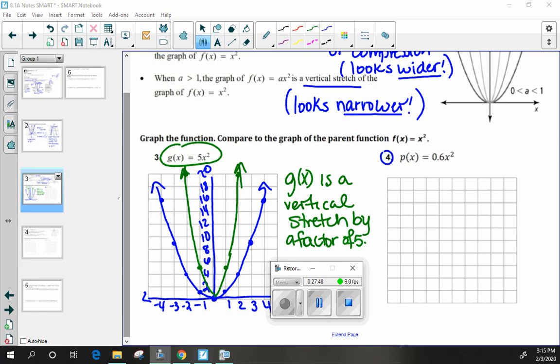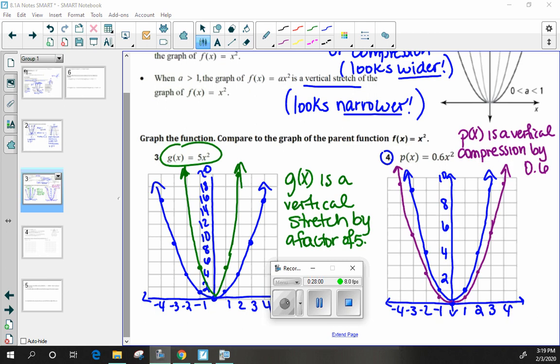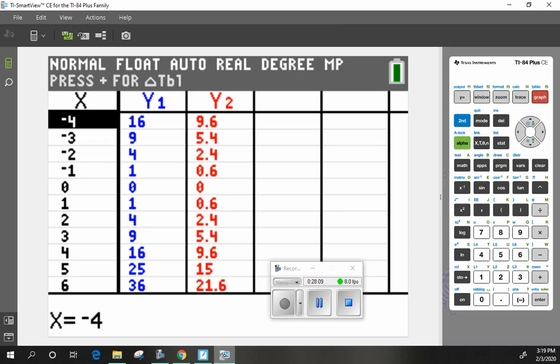Okay. Try number 4, graphing p of x, and then you'll press play and check it. So try graphing the parent as well as the new function, and then describing the transformation. Check your work on number 4. This is what you should have done as far as points. When I did my graph, these were the ordered pairs: 0.6, 2.4, 5.8, 9.6.